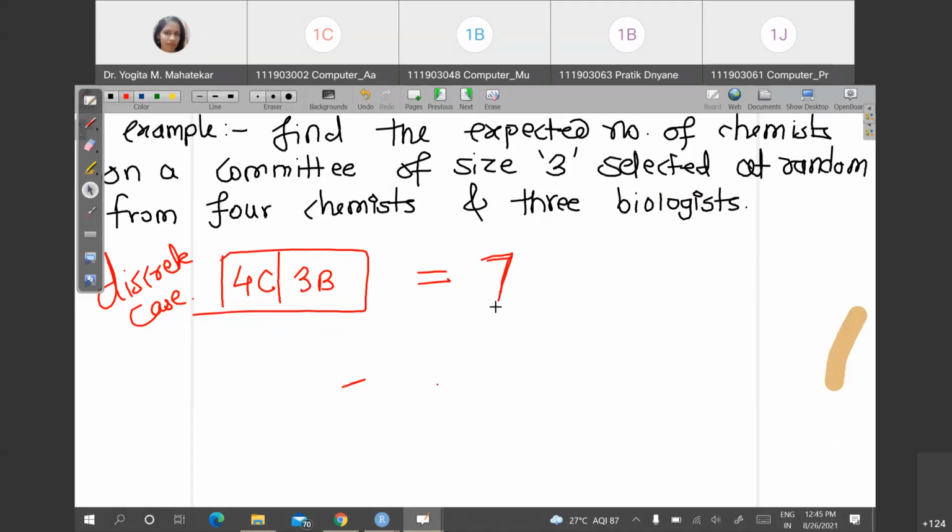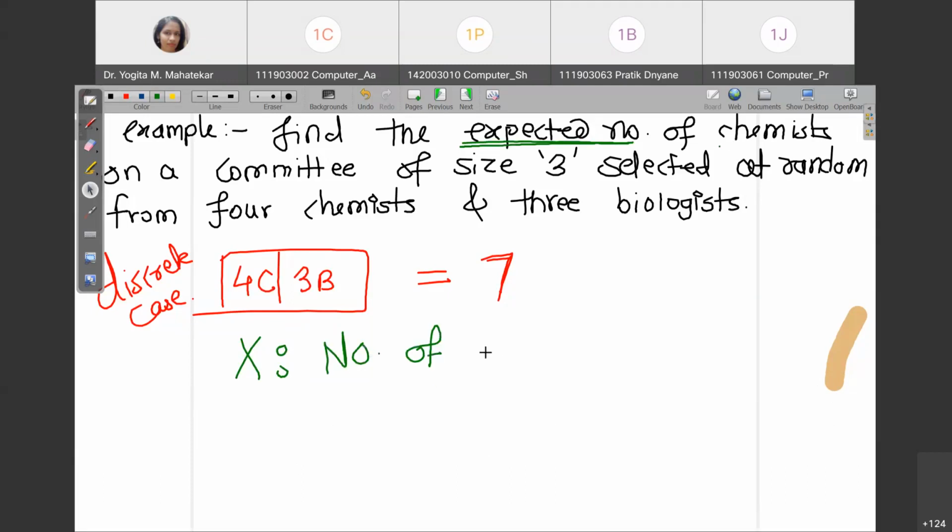What is your random variable, students? In this experiment, what is your random variable? You have to find out the expected value of what? The number of chemists on a committee of size 3. Yes, very good, Shruti. So you have to find the expectation of the number of chemists. So the number of chemists is the random variable. That should be clear to all of you. From the question, you should be able to understand the random variable: the number of chemists.